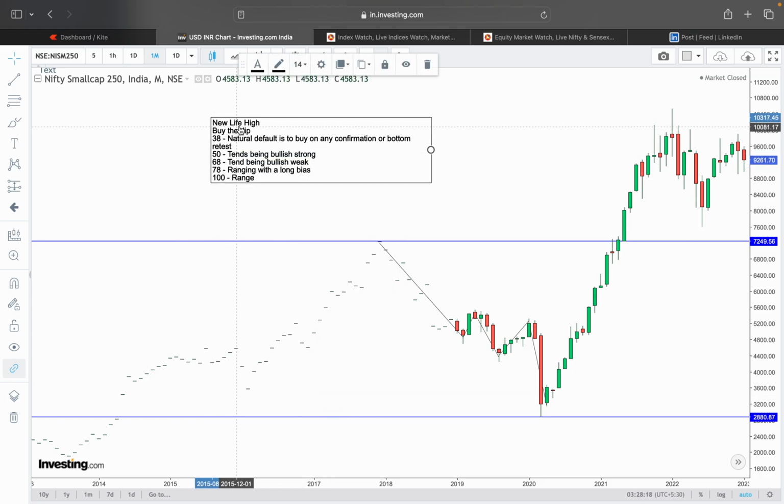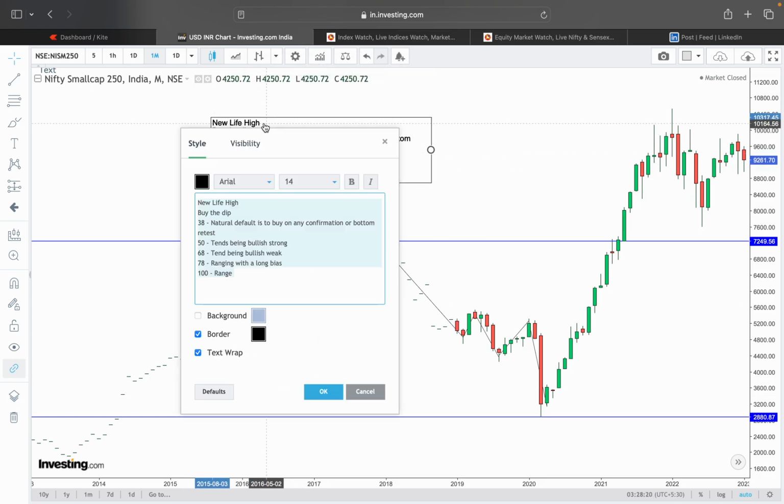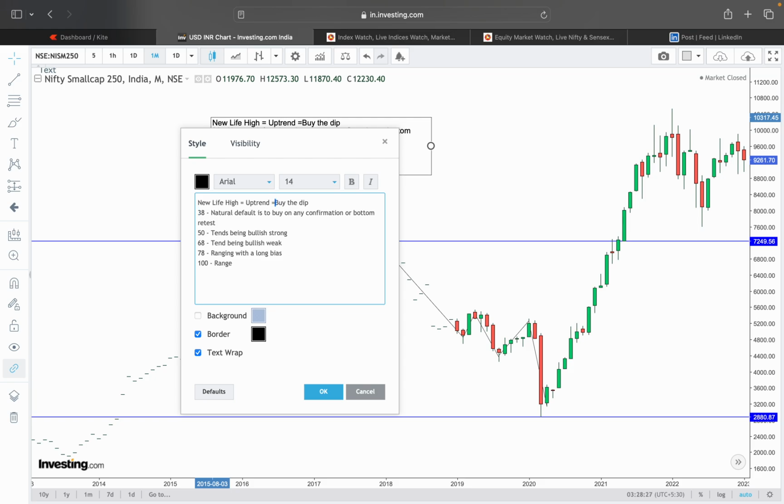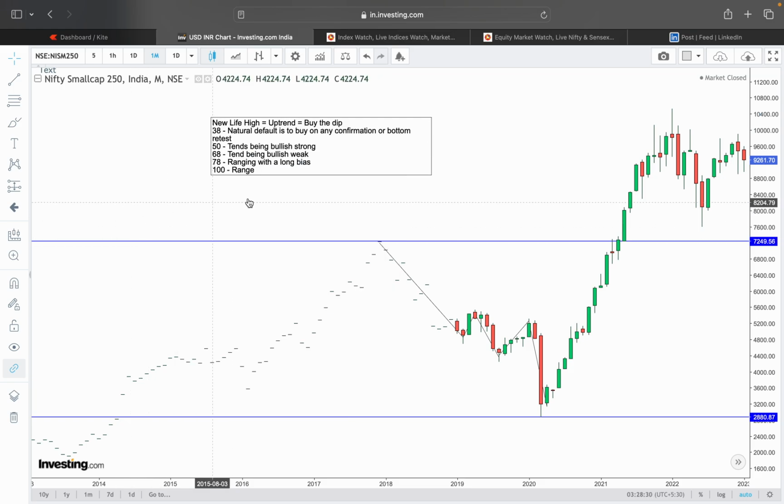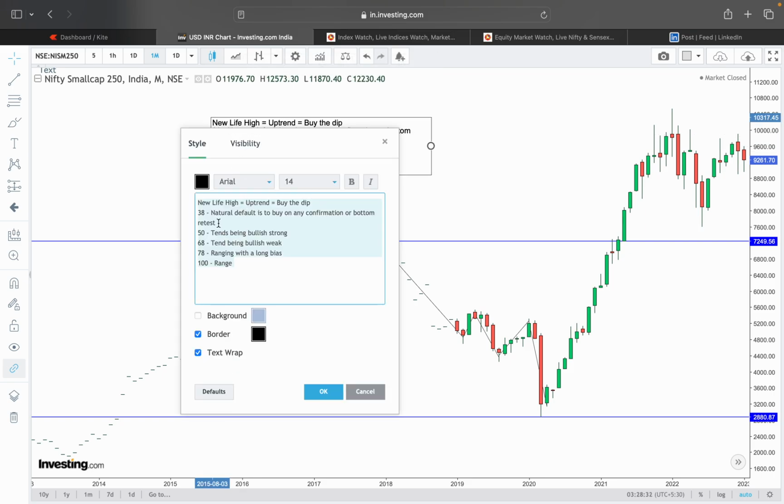So here I have mentioned that a new high in an uptrend is equal to an uptrend, and we have no ambiguity. In an uptrend, we will buy the dip. This is also no ambiguity. And now we're just determining where to buy the dip, and we assess that a pullback to 38 is natural, and our default is to buy on a confirmation or bottom retest. 50 tends to being bullish strong, 68 tends to being bullish weak, 78 is a range with a long bias, and 100 is a range.